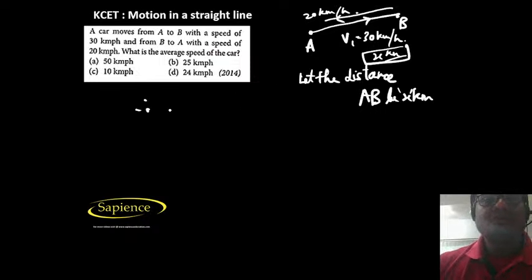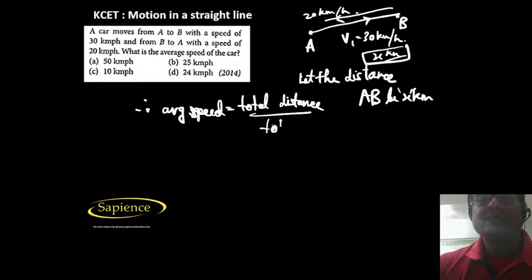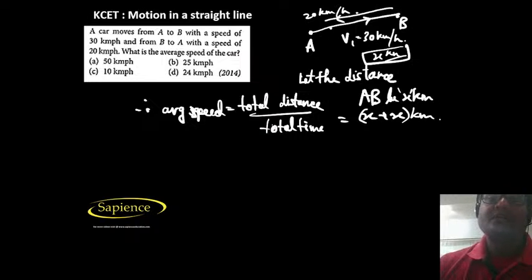So the average speed is equal to the total distance covered divided by the total time interval. The total distance covered is x plus x kilometers, since while going from A to B it covers x, and while returning it also covers x. That is divided by the total time.